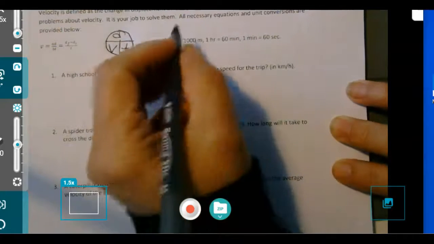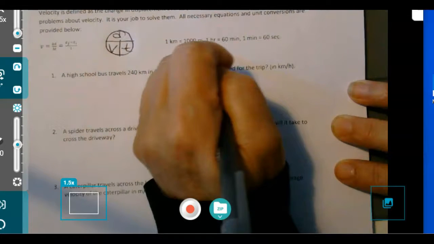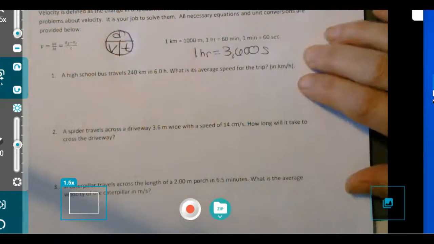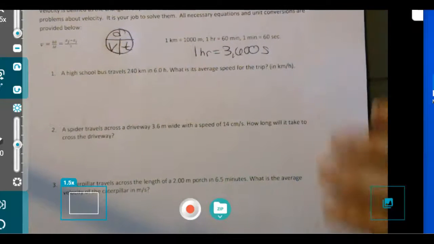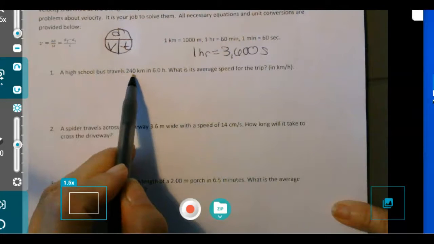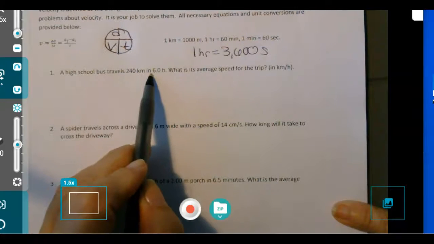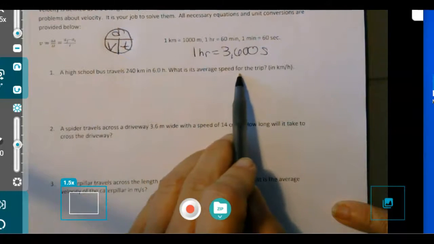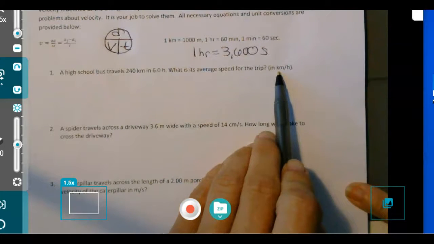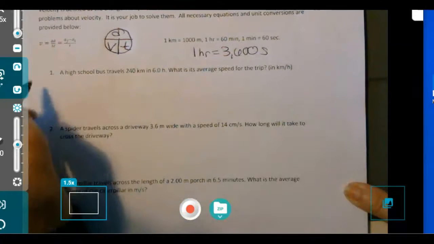The other one that I find is useful is 1 hour is equal to 3,600 seconds. I don't think they put that in there. Okay, so the first problem. A school bus travels 240 kilometers in 6 hours. What is its average speed for the trip? And they're being nice right now because they're saying we can keep it in kilometers per hour. So I got a school bus.